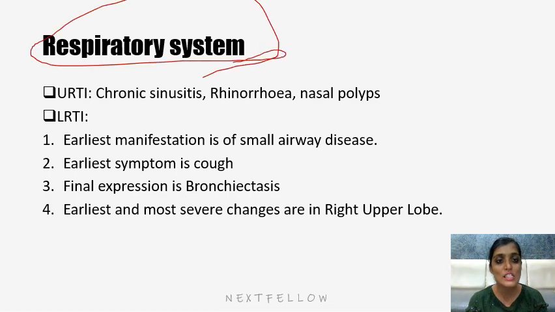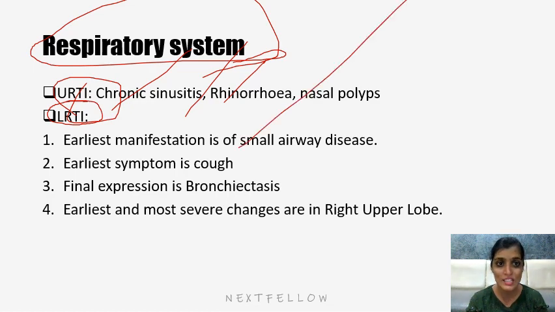So respiratory system, coming to the upper respiratory tract: because of the stagnation of secretions which are not cleared, so an abnormal mucus secretion, the symptoms will be chronic sinusitis and rhinorrhea, and because of chronic mucus formation and inadequate clearance, it will lead to nasal polyps, right? Coming to the lower respiratory tract, the earliest manifestation is small airway disease. The earliest symptom is cough, right?